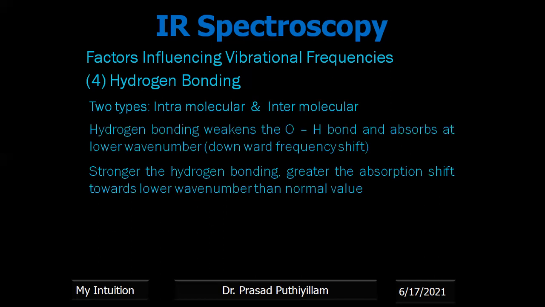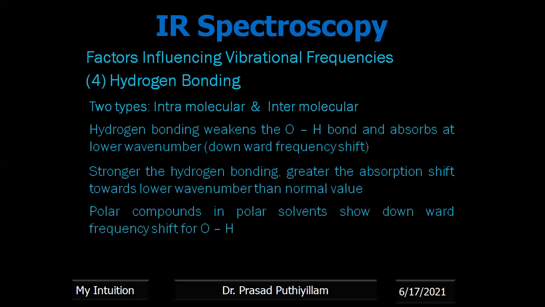The stronger the hydrogen bonding. Here one small mistake is a typing mistake: downward is a single word. The stronger the hydrogen bonding, the greater the absorption shift towards lower wave number than the normal value. It means more and more hydrogen bonding is present, or stronger hydrogen bonding is present. That means more electronegative atoms are present in a molecule which can form hydrogen bonding with hydrogen. Then it will lower the wave number, or it weakens the OH bond. Then it requires lesser frequency to absorb, so the wave number will decrease.